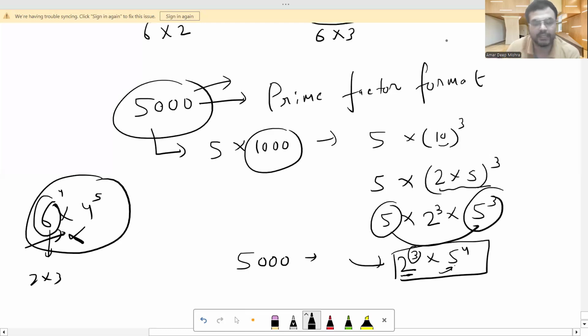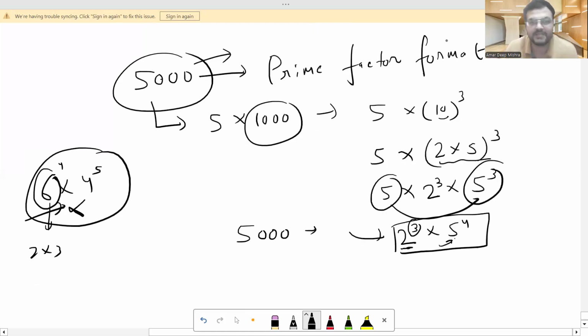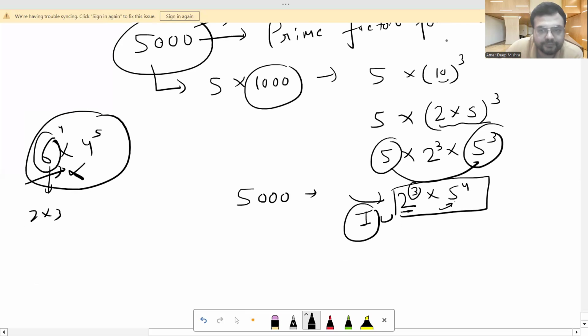Okay. Anyways, so now the first step is done. In the first step, you need to find out the prime factor format. Okay. Now the next step is what you have to do. You have to look at the power of 2 and the power of 5. The power of 2 is what? 3. So take here 3 in the first bracket and add 1. Okay. This is your second step. So power of 2 is what? 3. So take 3 and add 1.